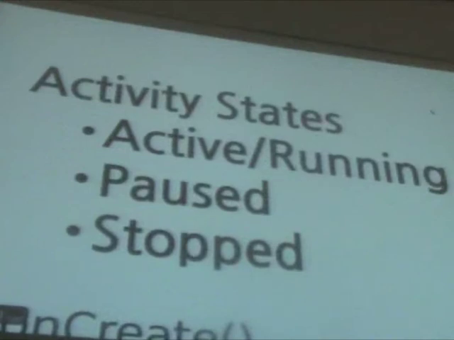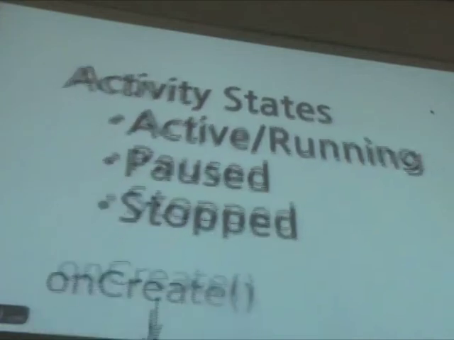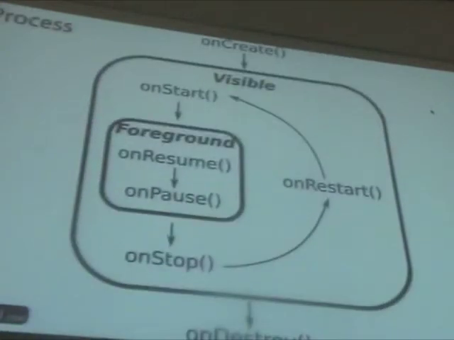And to help us developers handle these situations, an activity passes through three main states. It could be active and running, paused, or stopped. And there are a number of lifecycle methods that you can override in order to put in your business logic. In my opinion, the most important one is actually onPause, because that's where you would want to save your state.